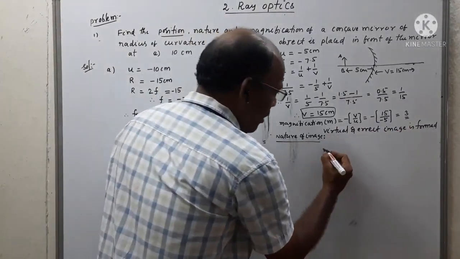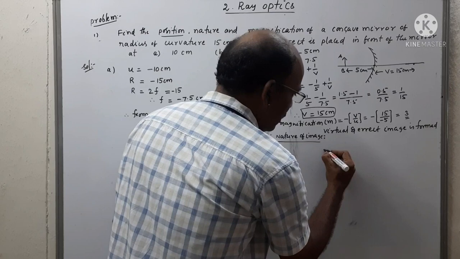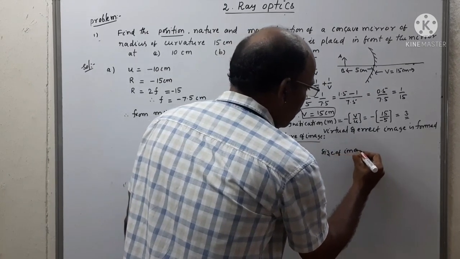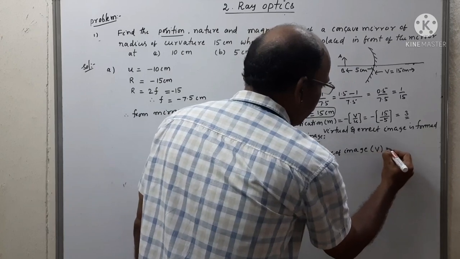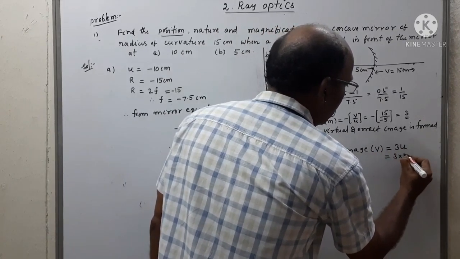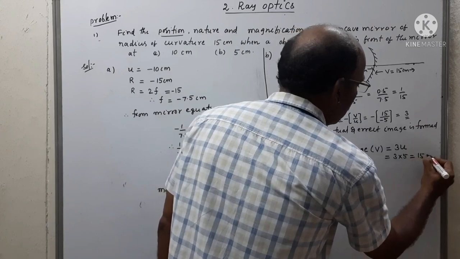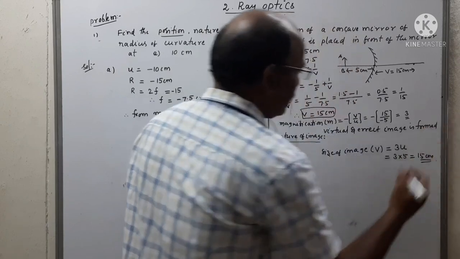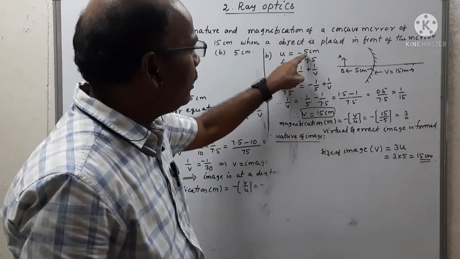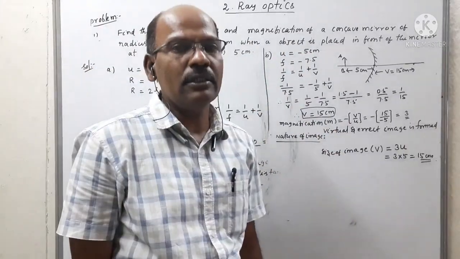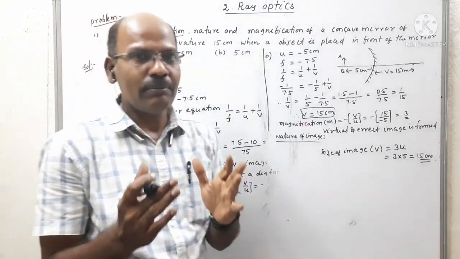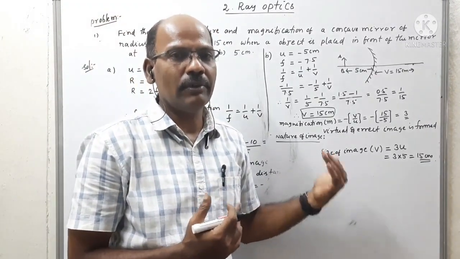And what is the magnification? That is the size of the image. The size of the image is 3 times the size of the object, 3 into 5, that is equal to 15 centimeters. Here the image is 15 centimeters and the size of the object is 5 centimeters. So it is a magnified, bigger image than the size of the object.